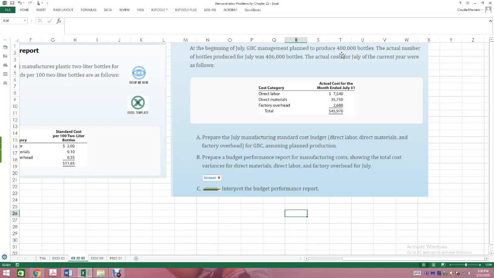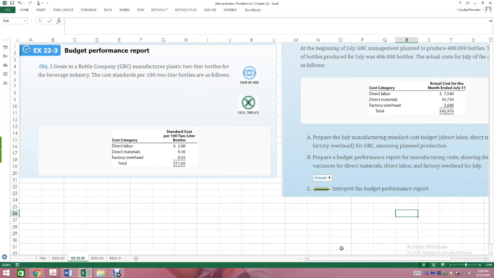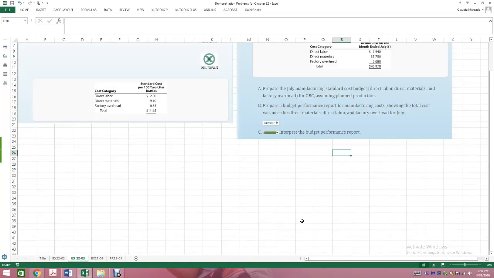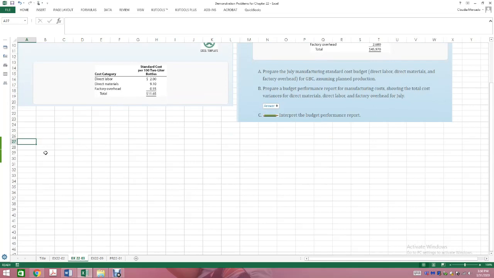Our first requirement: prepare the July manufacturing standard cost budget. This is for direct labor, materials, and factory overhead for GBC, assuming planned production. So let's tackle that first, okay? So let me make this a little bit smaller. That way I can work on the bottom here, okay? So the first thing that we want to do, this is requirement A, okay?